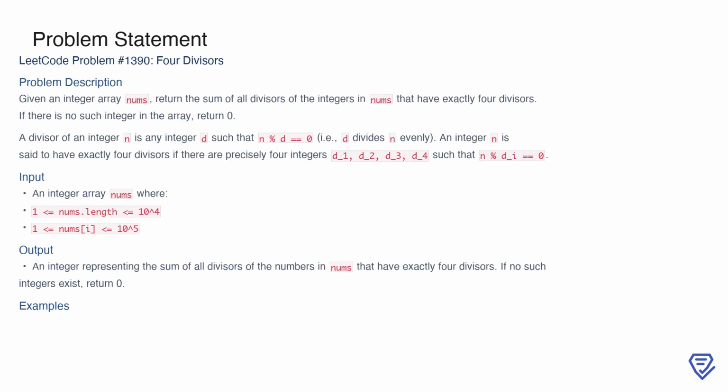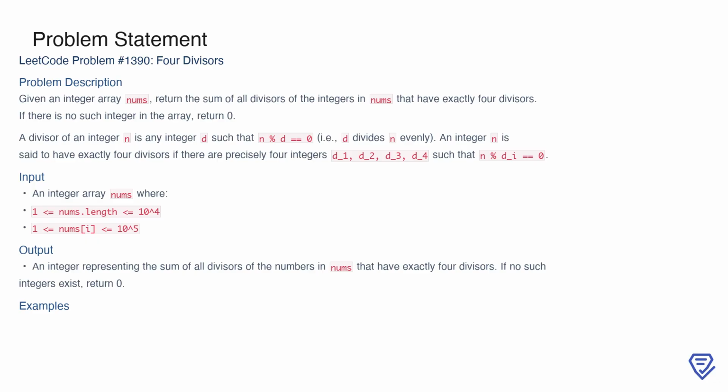In this problem, we are tasked with finding the sum of all divisors of numbers in an array, but with a specific condition: the number must have exactly 4 divisors. If no such numbers exist in the array, the result should be 0. To clarify, a divisor of a number is any integer that divides the number evenly, leaving no remainder. For example, the divisors of 6 are 1, 2, 3, and 6, because each of these divides 6 without leaving a remainder. However, for this problem, we are only interested in numbers that have precisely 4 such divisors.